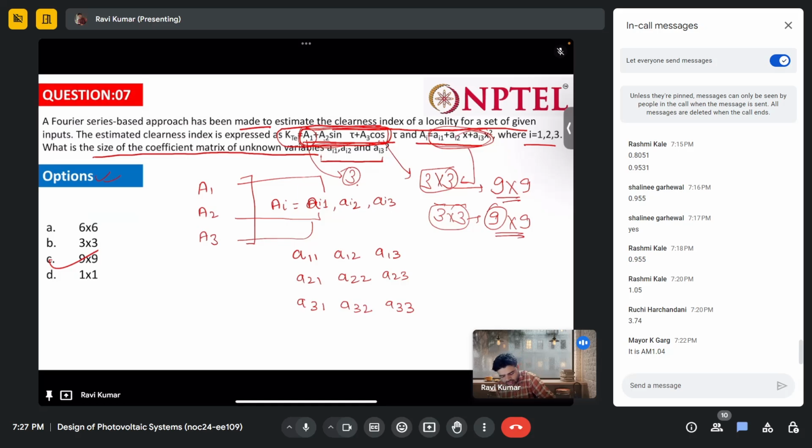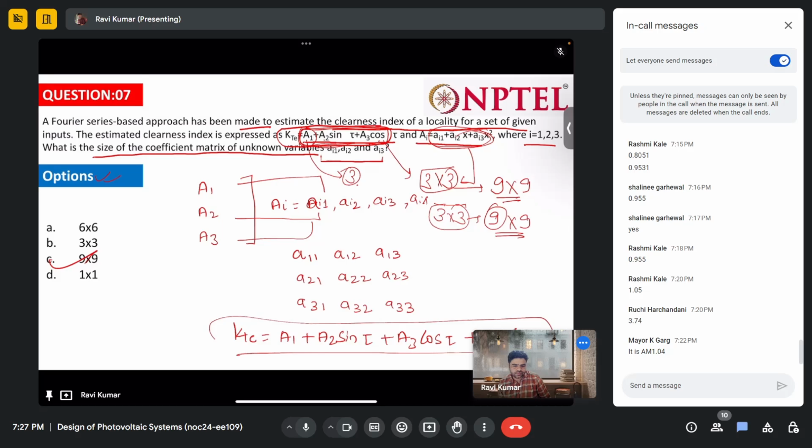If it is like, let's say, K(t) equals A1 plus A2 sin tau plus A3 cos tau plus A4 cos tau, and here we are also having Ai4, then what should be the size? 4 into 4, 16. So it should be 16 cross 16.